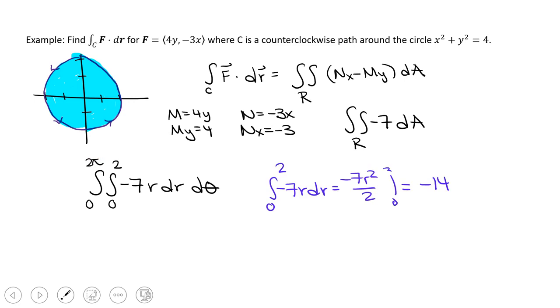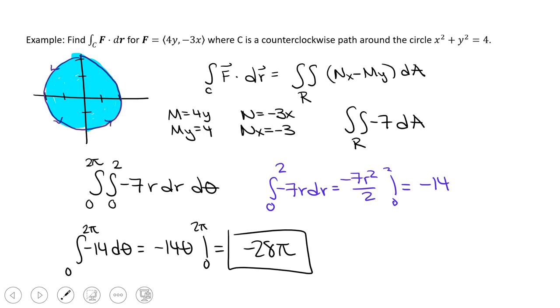So if I integrate with respect to r first, I get negative 7r squared over 2, plug in the bounds of integration and subtract, that's negative 14. And then integrate negative 14 with respect to theta, plug in the bounds of integration and subtract, and I got a final answer of negative 28 pi. So that is my final answer here for this particular integral.